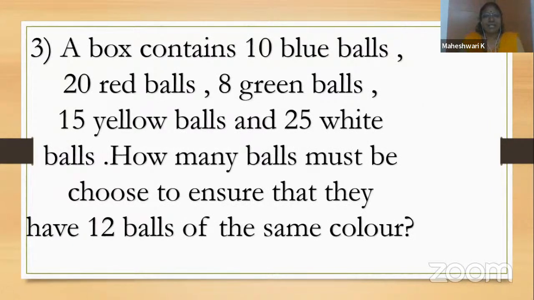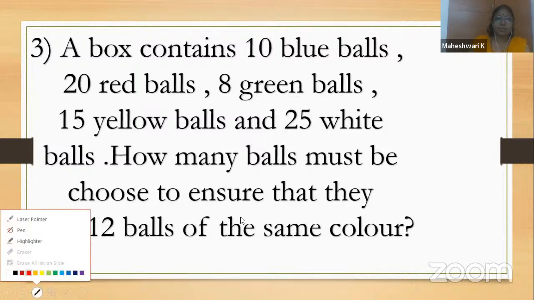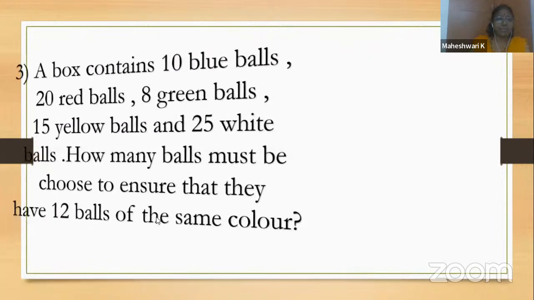There's a box which contains different color balls, and they are in different numbers, like blue is 10 and red is 20, green is 8, yellow is 15, white 25, and so on. How many balls must be chosen to ensure... Now again, we are talking about the minimum number of balls to be chosen.